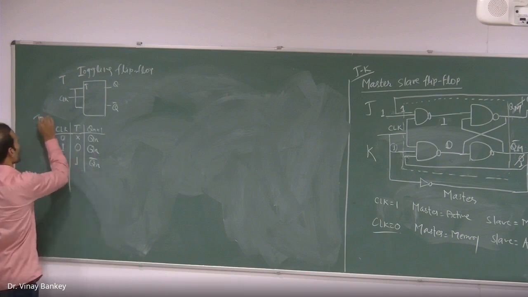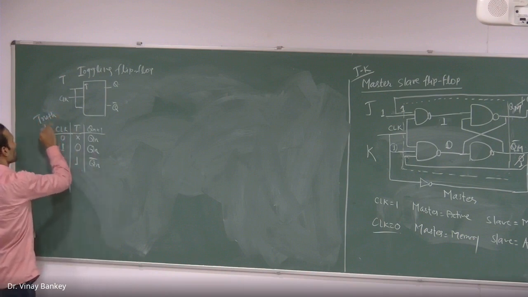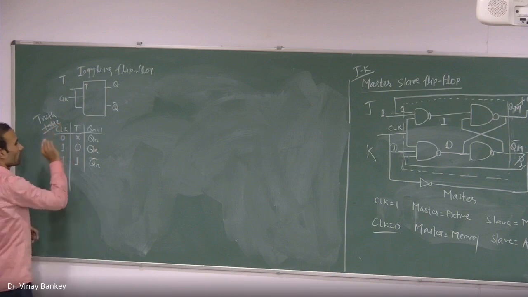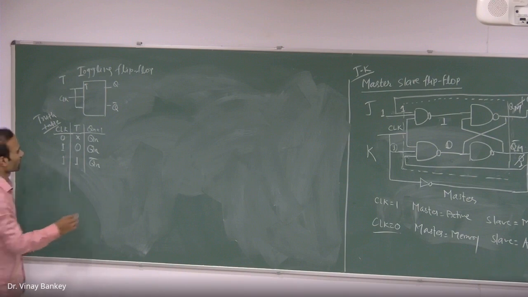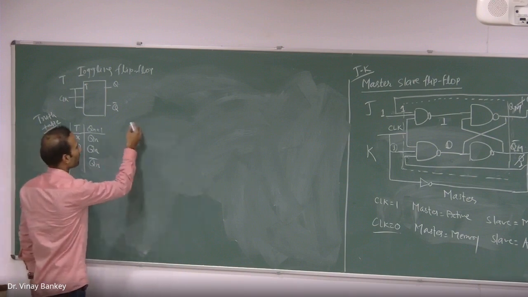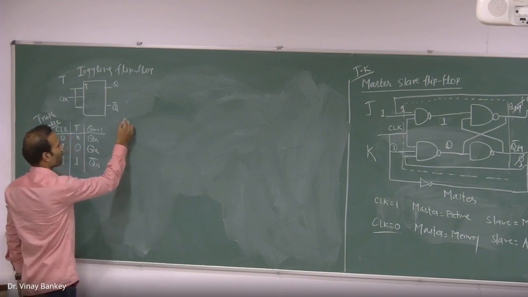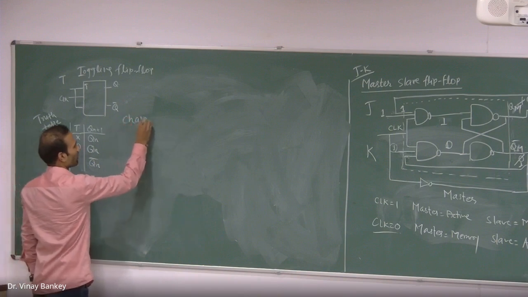Now this was the truth table. Now we are back to our flip-flops. This is the last flip-flop we need to study. What we have done: SR flip-flop, JK flip-flop, D flip-flop, and this will be a T flip-flop. Yes, of course. Now what we'll do is the characteristic table.